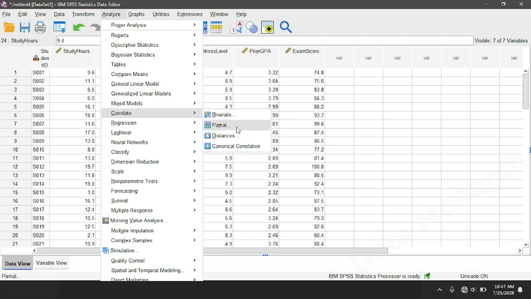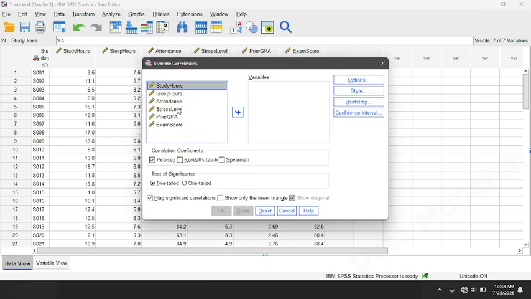You use Partial when you want to check the relationship between 2 variables while statistically controlling for a 3rd variable. For example, if you are looking at the relationship between study hours and exam scores while controlling for prior GPA. You use Distances for more specialized similarity or dissimilarity calculations, and this is mostly used in cluster analysis, not typical hypothesis testing. The most common ones are either Bivariate or Partial, and I think you already understand why we are using Bivariate in this example.